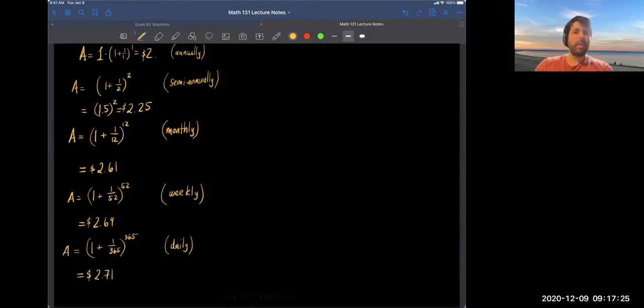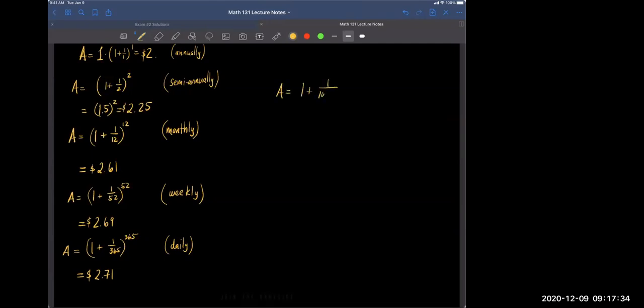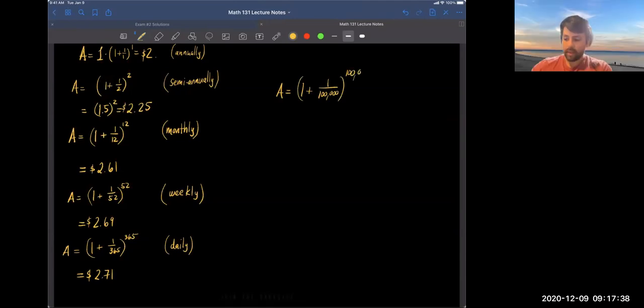Now, what if we do it 100,000 times a year? What do you mean 100,000? Like, is that the continuous version? Not yet. But let's just suppose I divide my year into 100,000 equal time intervals, which is possible. What if my interest is compounded 100,000 times a year? What does that dollar become?